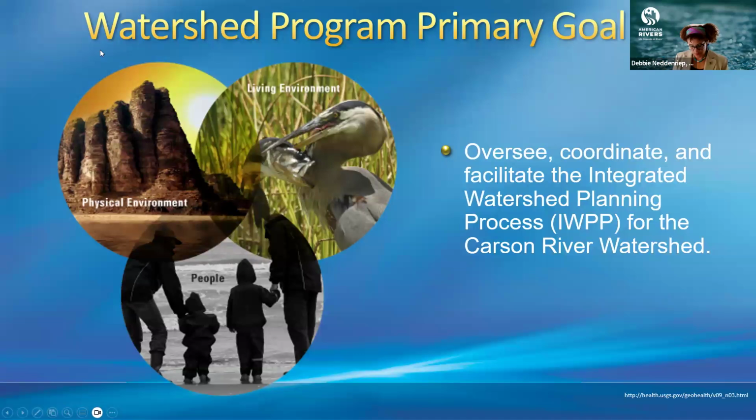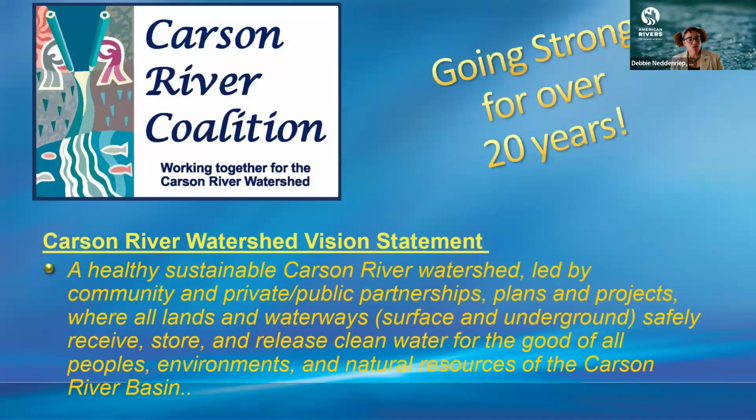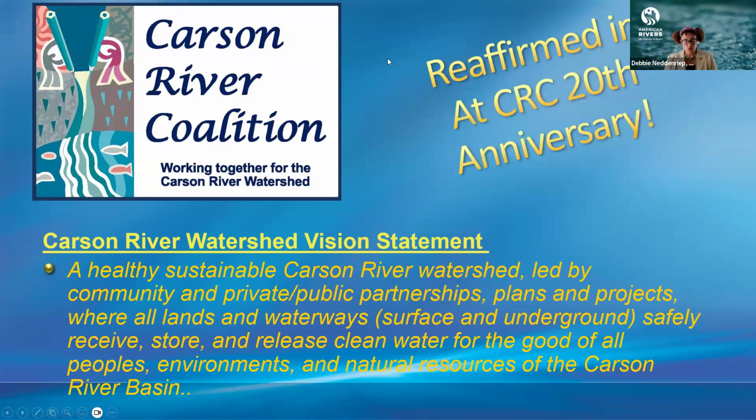Next slide, please. So we do that through what's called the Carson River Coalition, and it was actually formed because of a flood in 1998. And when that coalition was formed, their vision statement was to sustain a healthy Carson River watershed and through all these different things. And that was reaffirmed in 2018, if you want to click, at the 20th anniversary. And so who is the CRC? Next slide.